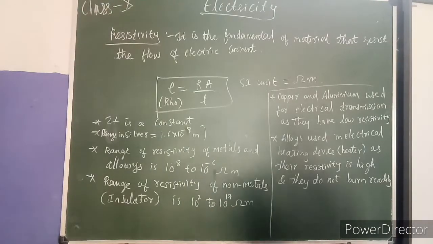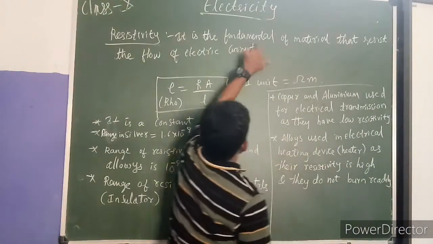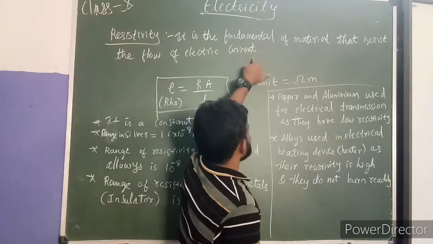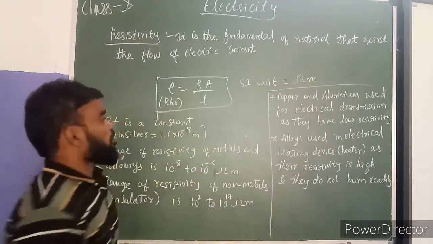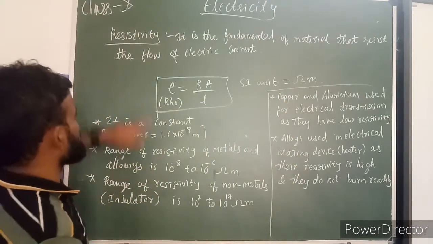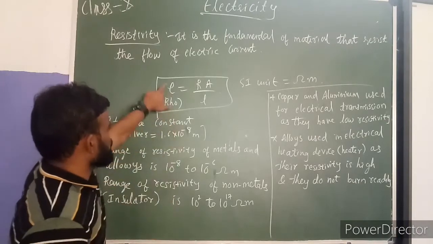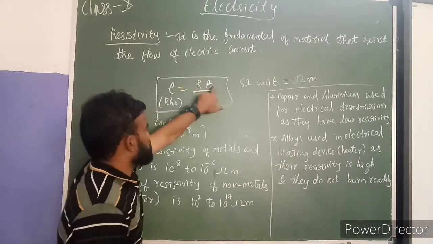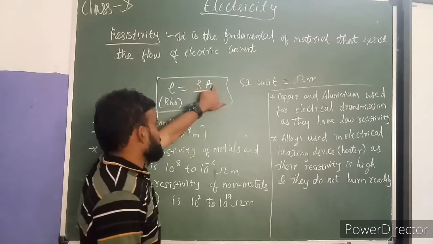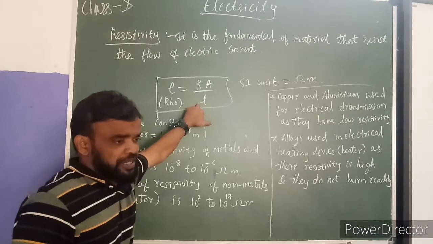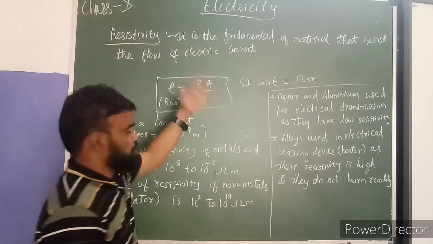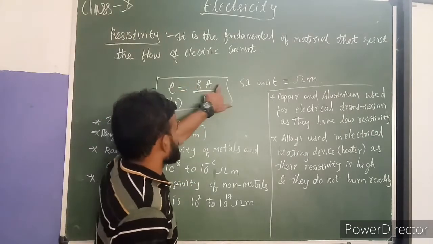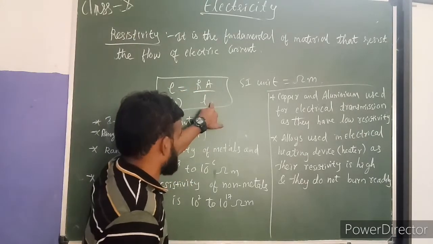Now I am going to explain resistivity. It is a fundamental property of a material, a basic property that resists the flow of electric current. Rho is equal to resistance into cross-sectional area divided by the length of the conductor. Here we are only studying the factors depending on the nature of the material, right?